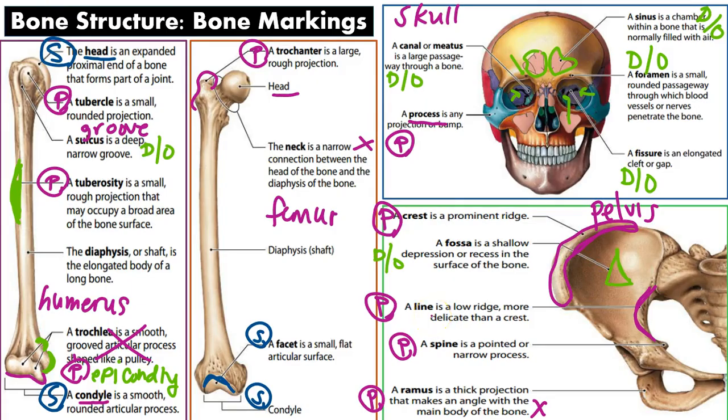Then we have our spine, which is going to be a sharp, slender, pointed projection or a narrow process. Like we see here, it's a little pointed area here. And remember we were talking about the vertebrae a lot. Well, the vertebrae does have the spiny processes that are coming out of it as well for bone markings. And then finally, a ramus is going to be a thick projection. Again, it makes an angle with the main body of the bone, and we can see that here in the pelvis, but that's not one you have to memorize.